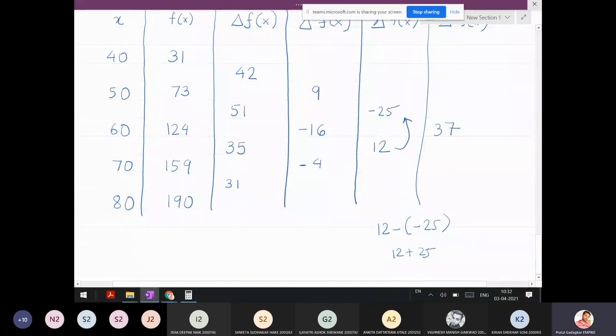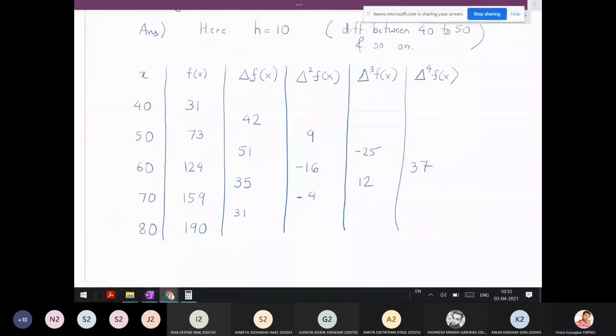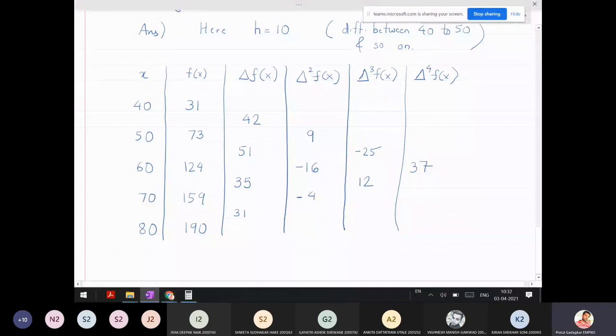So now I have to stop doing the table. The next row will not come. Okay. Now, as I told you in the above observations, this first person is called A. This is F of A. This is delta F of A. This is delta square F of A. This is delta cube F of A, and it is delta raised to 4 F of A.